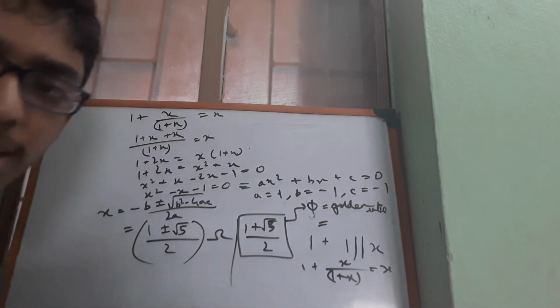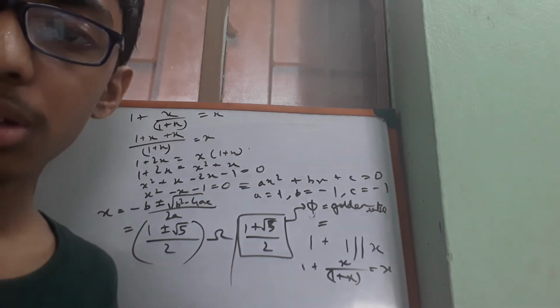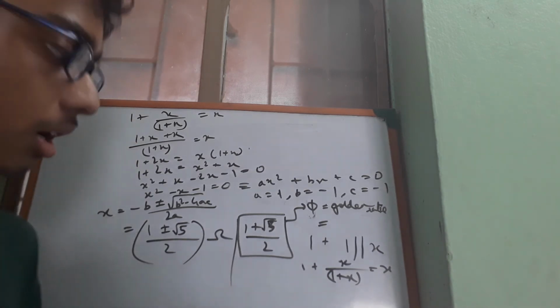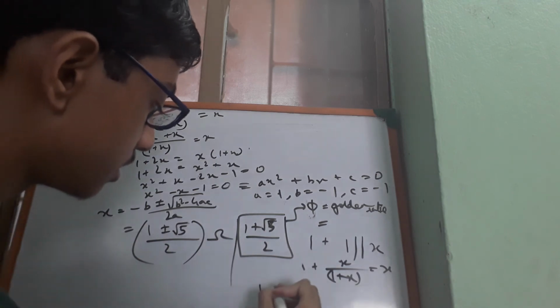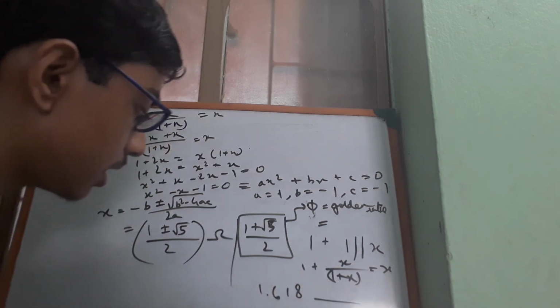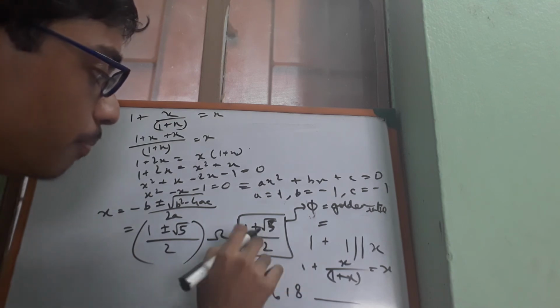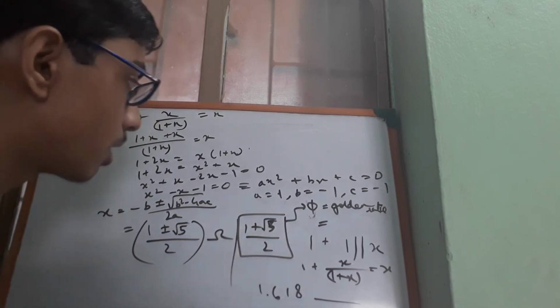I'm just telling you the value. I don't want to give you wrong information. Yeah, that is 1.618 something. So 1 plus under root of 5 by 2 is the golden ratio.